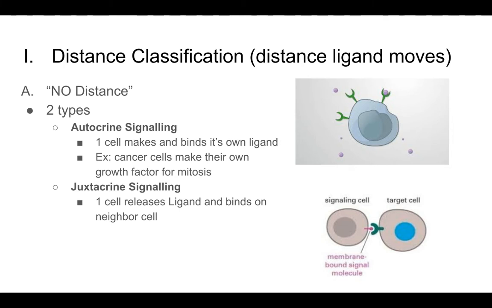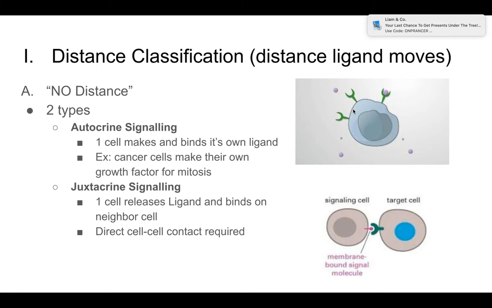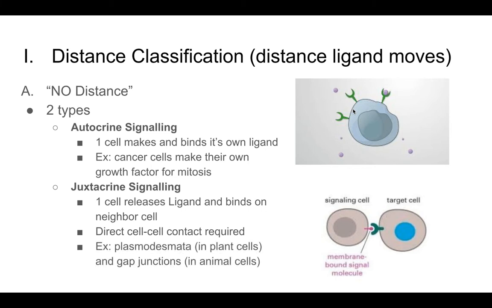And so remember, this is when one cell releases a ligand that binds to a neighbor cell, but that neighbor cell has to be in direct contact with the cell next to it. So we actually need physical contact between cells. The POGIL talked about these things called plasmodesmata. These are little channels that extend between plant cells that allow for the cytoplasm to stream back and forth from plant cell to plant cell and carry any kind of molecule within the cytoplasm, including ligands. In animal cells, a very similar structure would be called a gap junction.